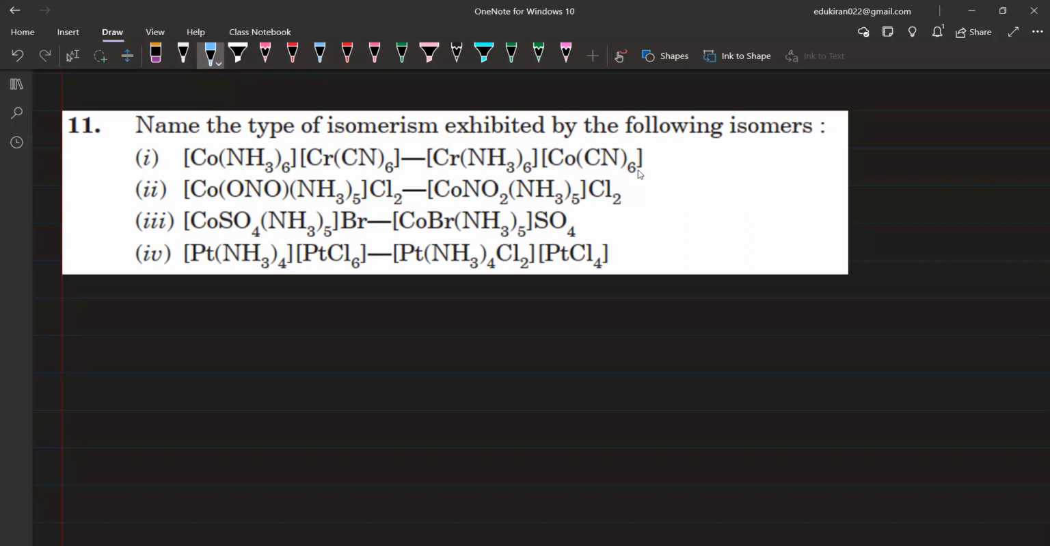Yes Safiya, you are right, fine. See, first of all, the first case you must have understood that exchange of ligand is happening, so it is going to be a coordination isomer. In the second case also it's very visible that we have ONO or NO2, everything else is the same, that is why it is going to be linkage isomer, right? Linkage isomer. Here, if you look, there is exchange of ions.